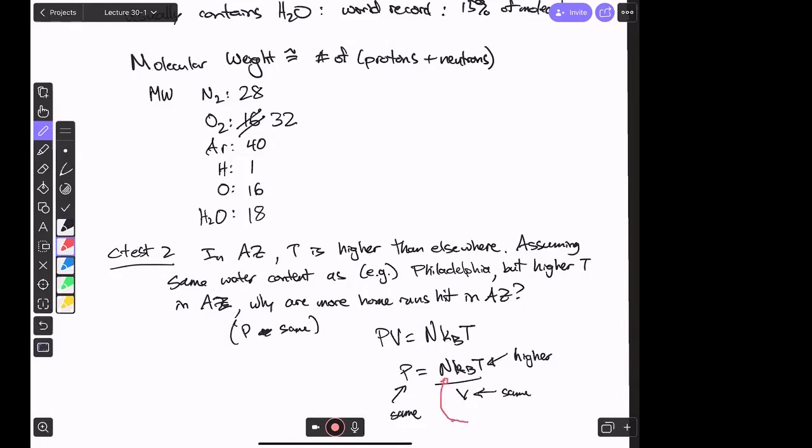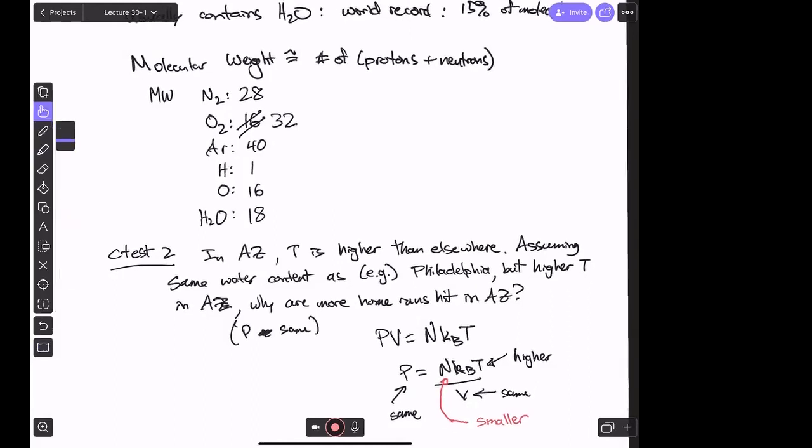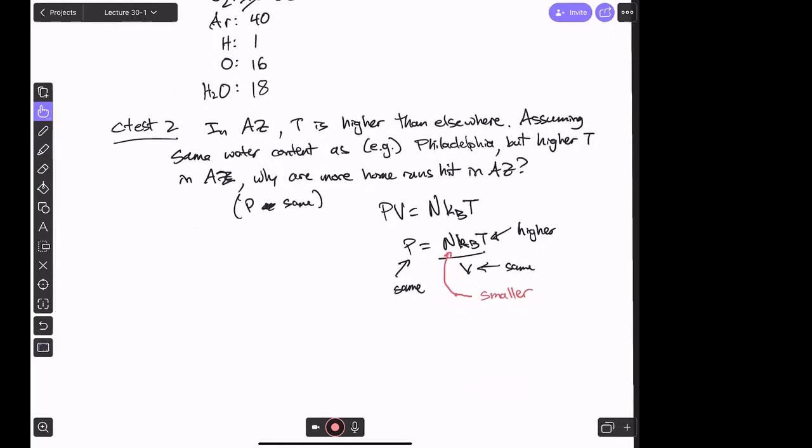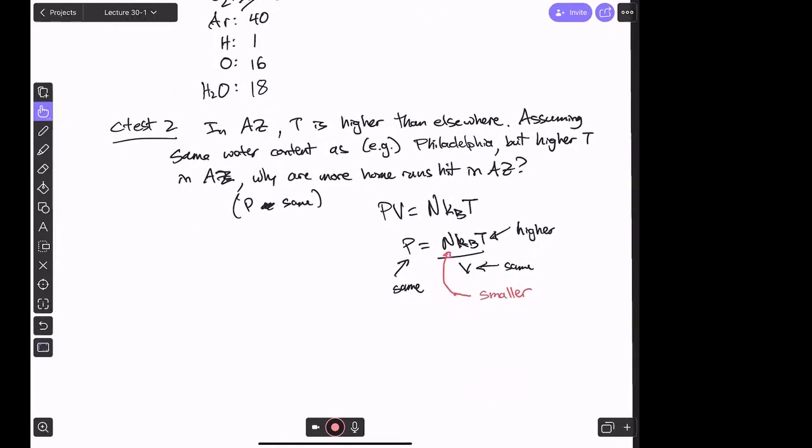So that means N will change and the number of molecules will be lower to counteract the higher temperature. And then a smaller number of molecules will make it easier to hit a home run. Why does it make it easier to hit a home run? There's less things in the way. Yeah, perfect. There's less things in the way. So there's fewer molecules that the baseball is going to collide with.